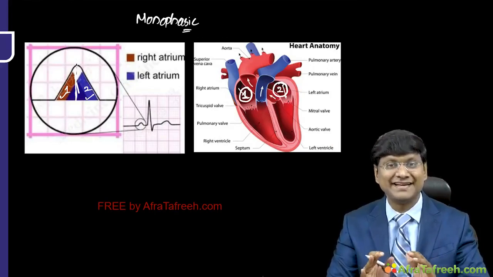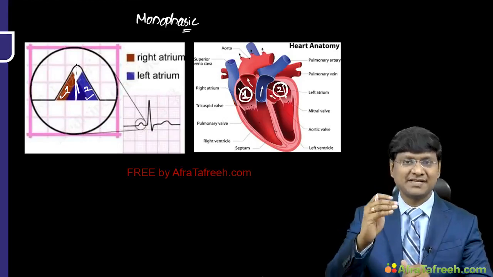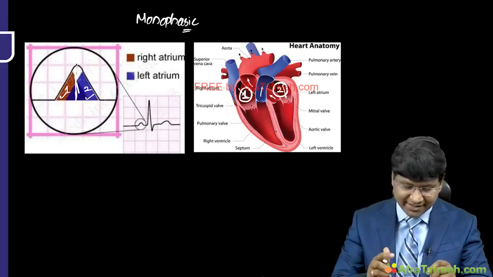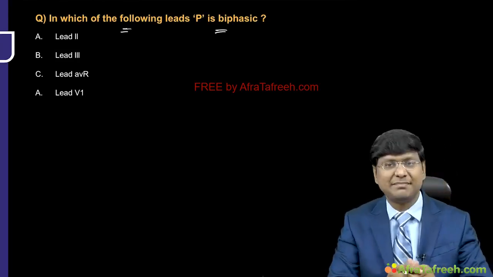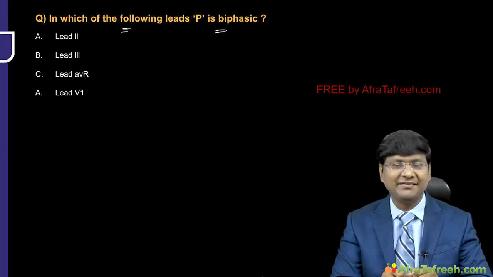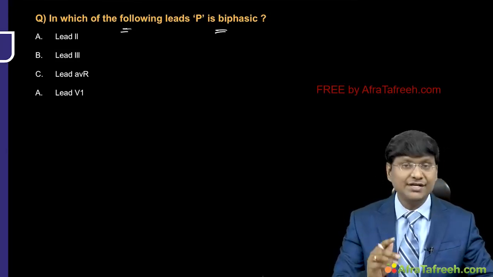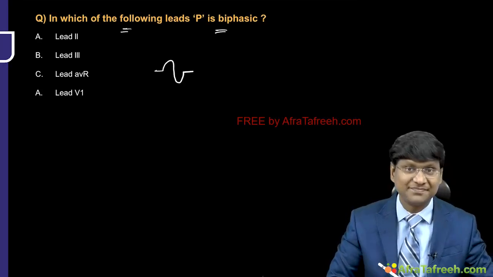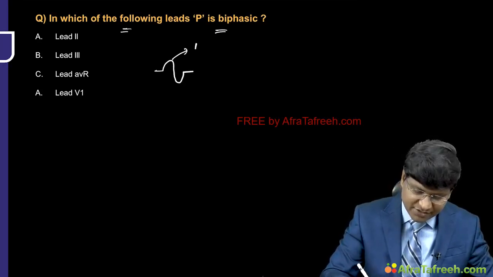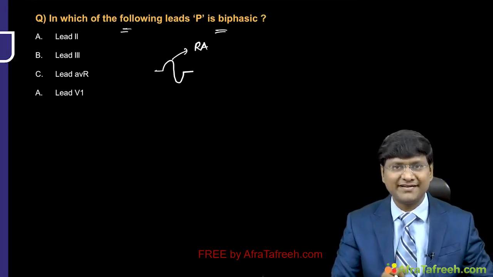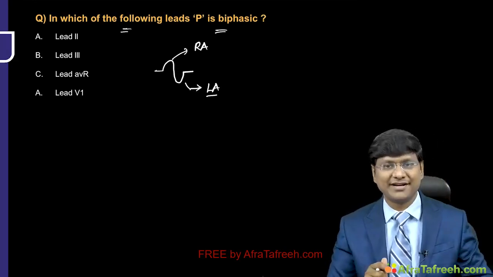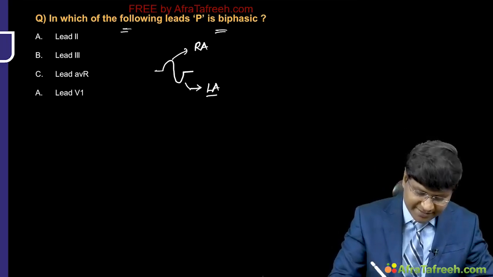But in one particular lead, the P wave is a biphasic wave. That means half of the P wave is above the isoelectric baseline and half of the P wave is present below the isoelectric baseline. Now let me tell you in which particular lead. In which of the following leads is the P wave biphasic? Lead 2, lead 3, lead AVR, lead V1. In a biphasic P wave, the part above the isoelectric baseline tells you about right atrial depolarization, and the part below the isoelectric baseline tells you about the left atrial depolarization.